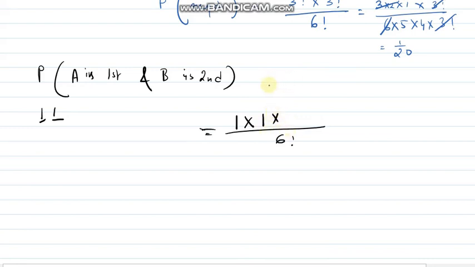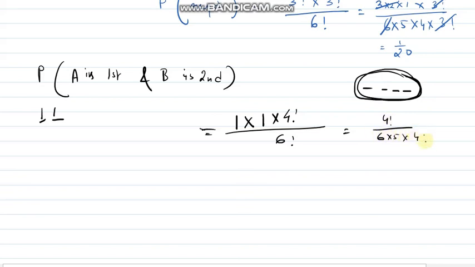Now what about third, fourth, fifth, sixth? These 4 places, C, D, E, F, they can arrange themselves in how many ways? How many ways can these 4 persons arrange themselves in these places? That is 4 factorial. So the answer will be 4 factorial divided by 6 into 5 into 4 factorial, that is 1 divided by 30. Is it fine? Please be very careful about this.